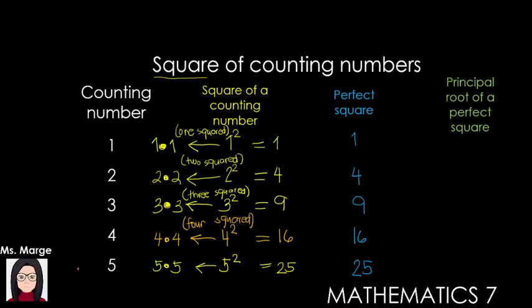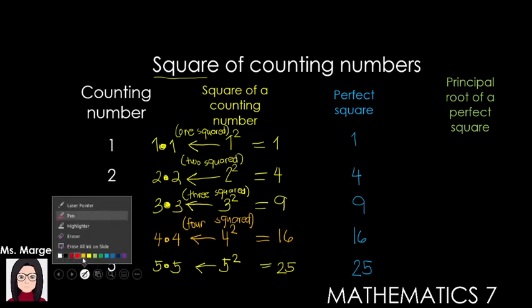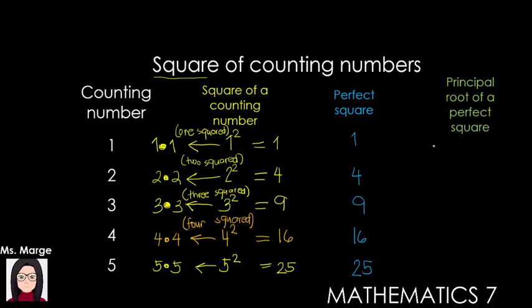Principal square root of a perfect square. So, paano yan? Numbers. Let's use this. So, for example, itong 1. Square root of 1.